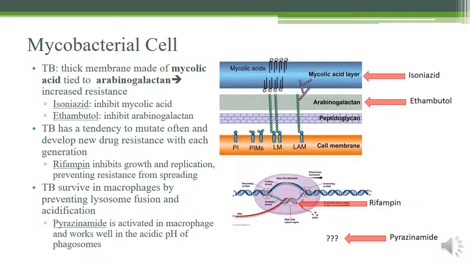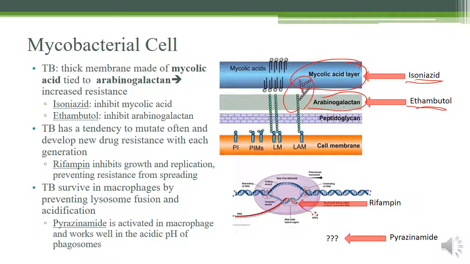Let's talk about what makes TB different from other bacteria. One of the big things is the mycolic acid layer on the outer membrane. This is the prime target for isoniazid, which is in our RIPE treatment. Another difference is that it uses arabinoglycans, which you're going to see right around here, that hold and anchor the mycolic acid layer to the cell surface membrane. This is the prime target for ethambutol, which is also inside of our RIPE treatment.